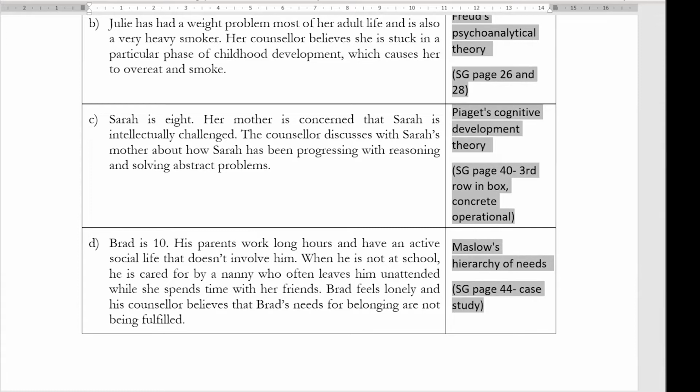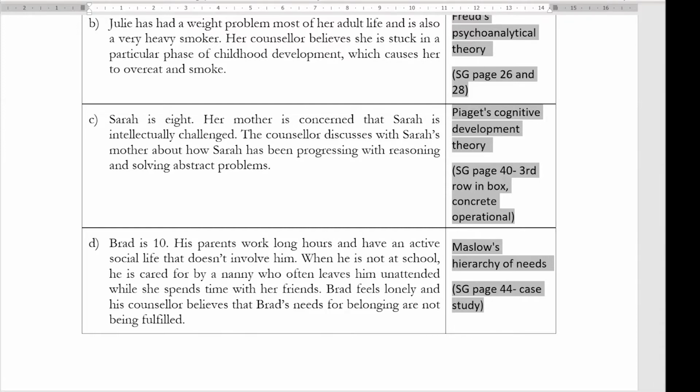But I read not only one area, many pages related to C. Please help me to check. Yes. Sarah is 8. Her mother is concerned that Sarah is intellectually challenged. The counselor discusses with Sarah's mother about how Sarah has been progressing with reasoning and solving abstract problems.